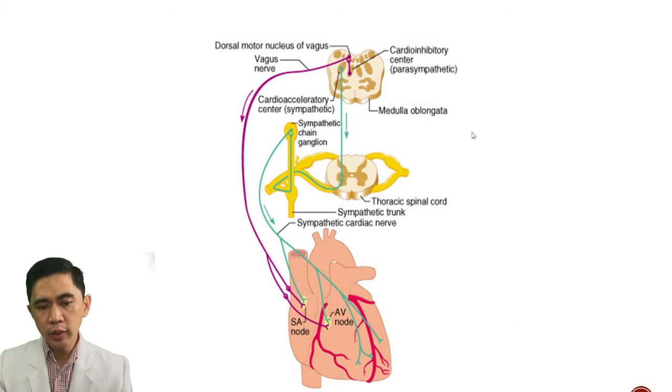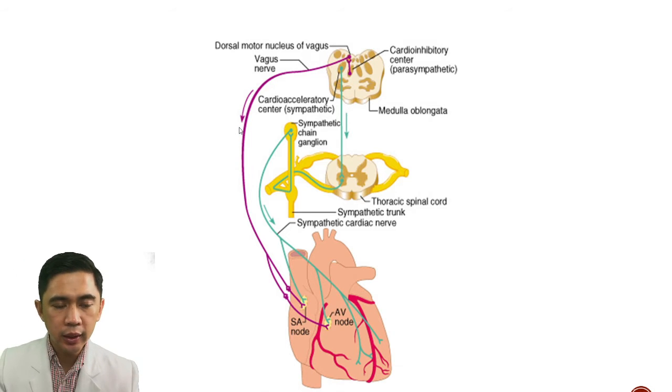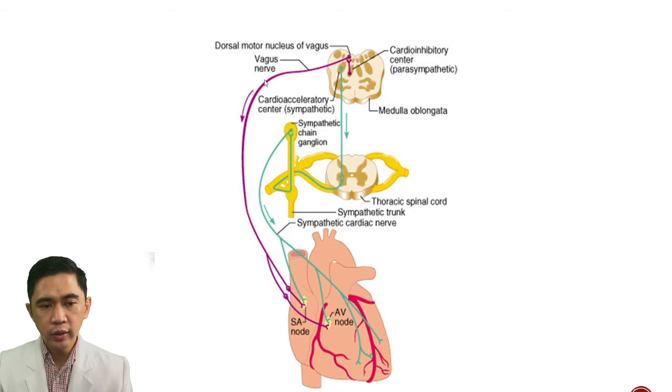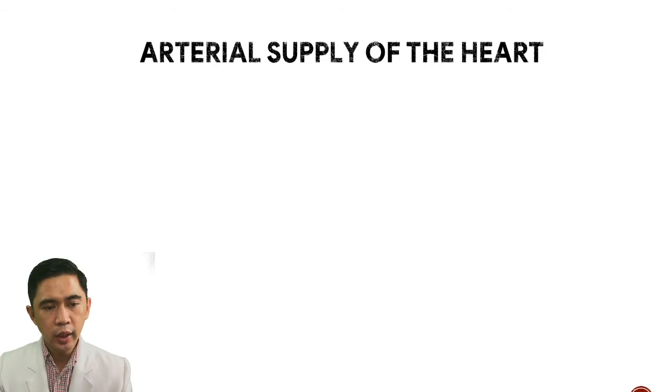So this image will show the innervations of the heart, the sympathetic via the cervical trunk. We can see here that it innervates as far as the ventricles, and the purple lines are those from the parasympathetic nervous system via the vagus nerve, and it only supplies the SA node and the AV node and some of the atrium, but not the ventricles. Let's go now to the arterial supply of the heart.